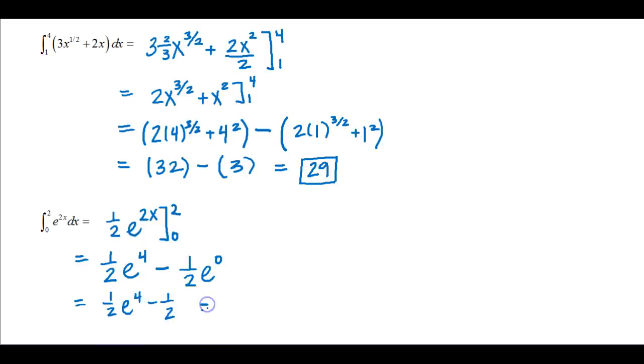And if this were a multiple choice question on the AP exam, it would probably be simplified to 1/2 times the quantity e to the 4th minus 1. So I'm going to factor out the 1/2 that's common in both and leave 1/2 times e to the 4th minus 1 as my final answer.